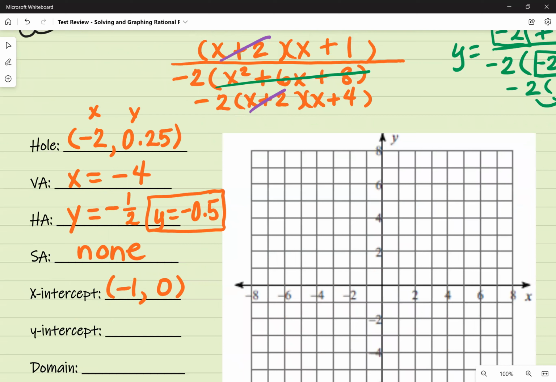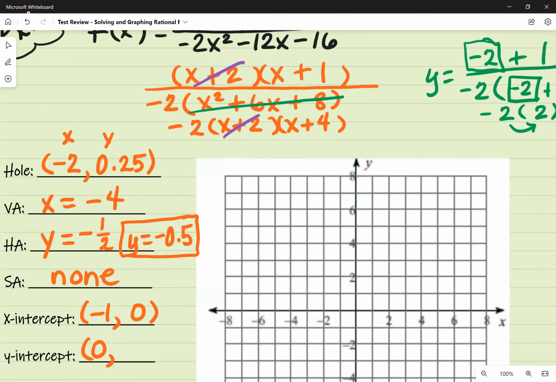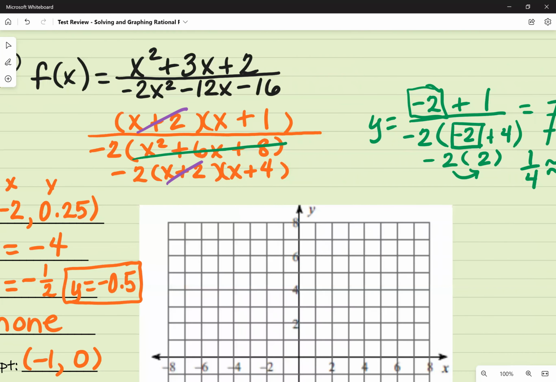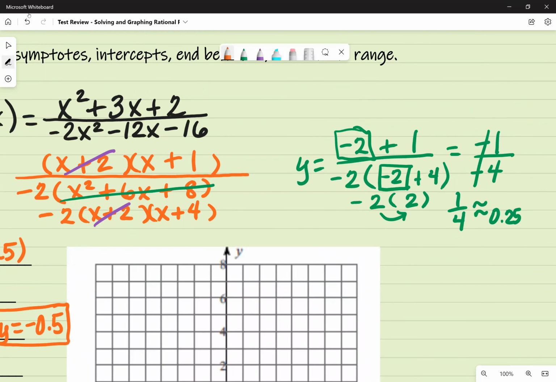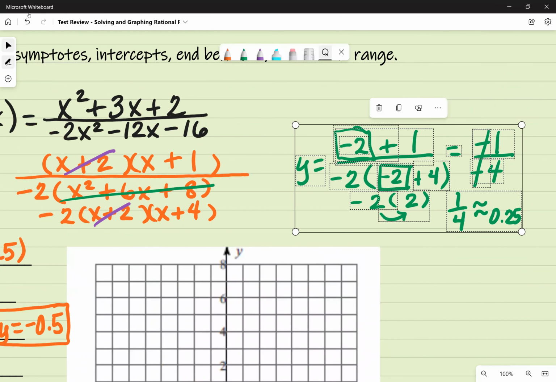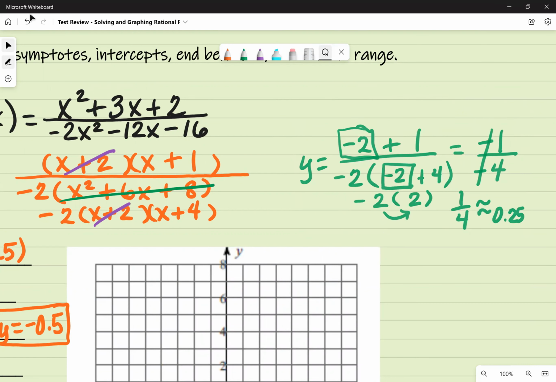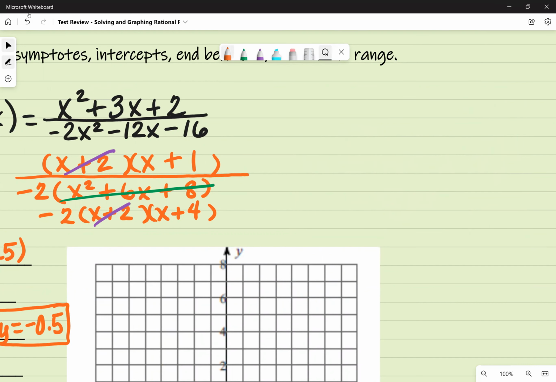Y-intercept, your x has to be 0. And the way that you want to find that is you want to go back to your original problem. And every time that you see an x, you want to replace it with a 0. So 0 squared plus 3 times 0 plus 2. What's going to happen is that's going to go away, and you're just left with 2.